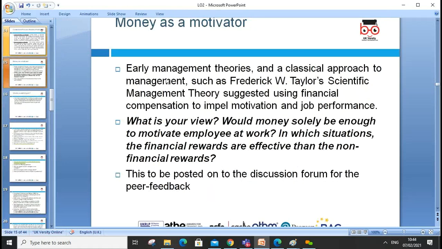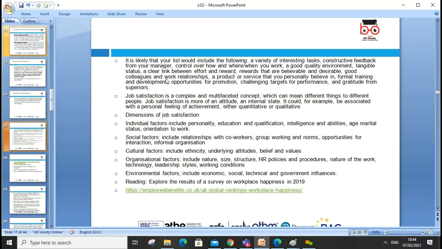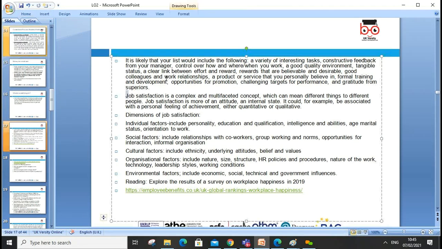Then money as the key motivator, according to Frederick Winslow Taylor. Okay, list a few characteristics you consider make a satisfying job. Think about your own job, how satisfied you are at work, and then you can discuss with your other classmates online on Moodle. It is likely your list includes the following: variety of interesting tasks, constructive feedback from the manager that helps motivate you. So these are all factors that help to motivate employees.